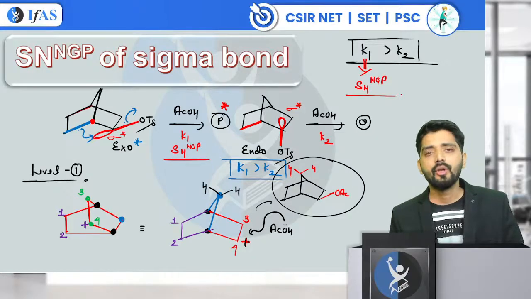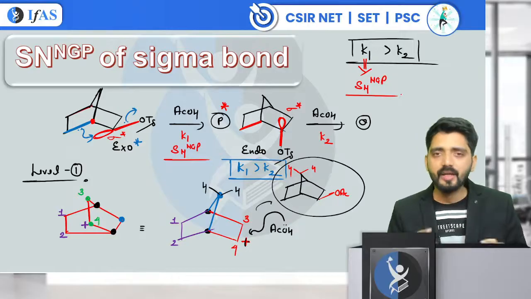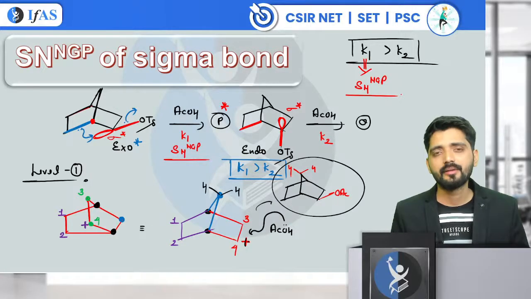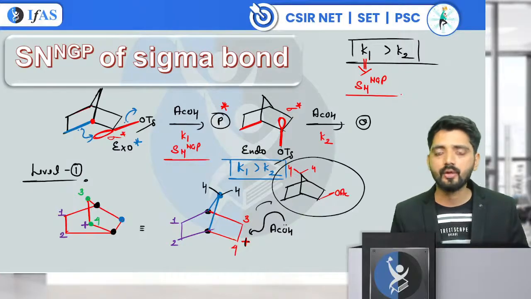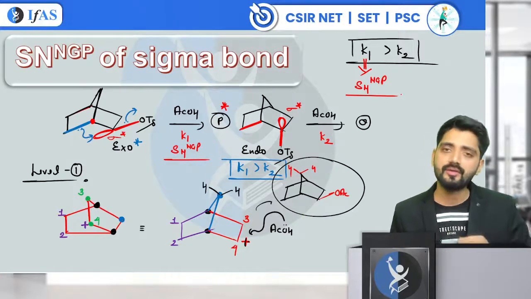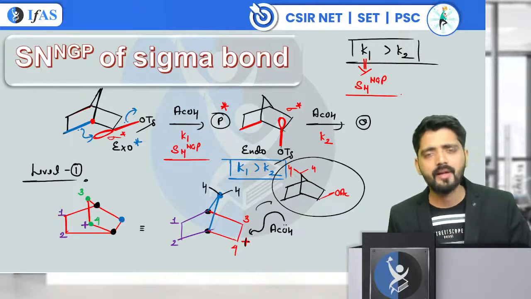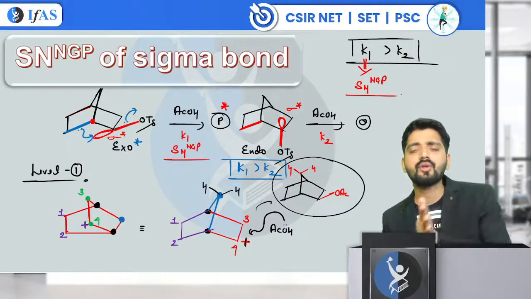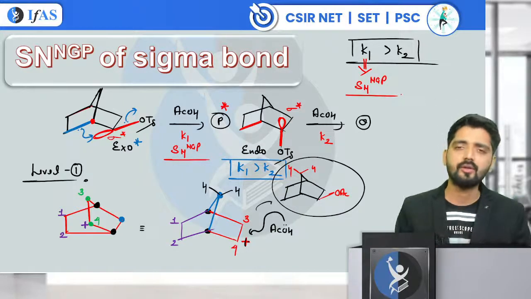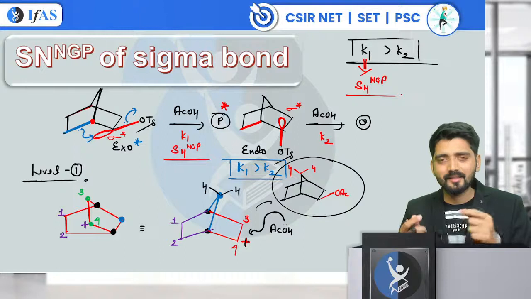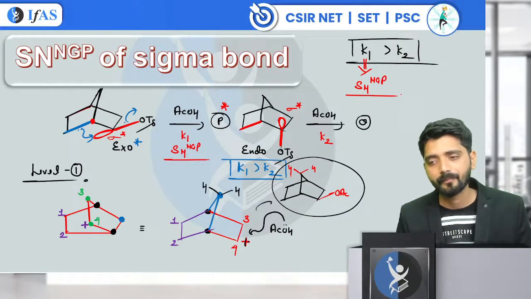Now, we need to go into a little depth also. The real picture is a little bit different. Here also a concept of non-classical carbocation exists, so we need to understand that also. I will be explaining it first on my own, and then I will give you a reference of the book also. How books explain this concept, we will see that also. But first of all, let's develop an understanding and see how this actually works.